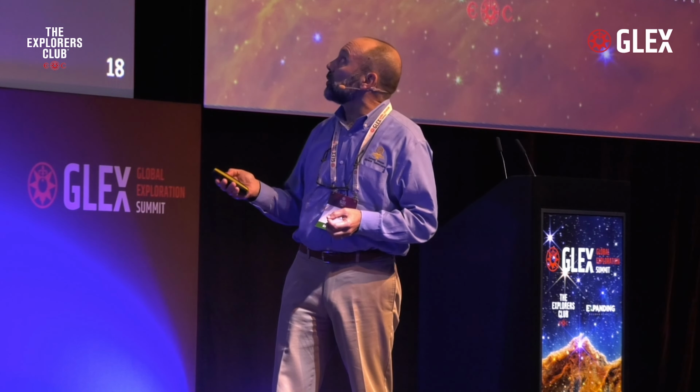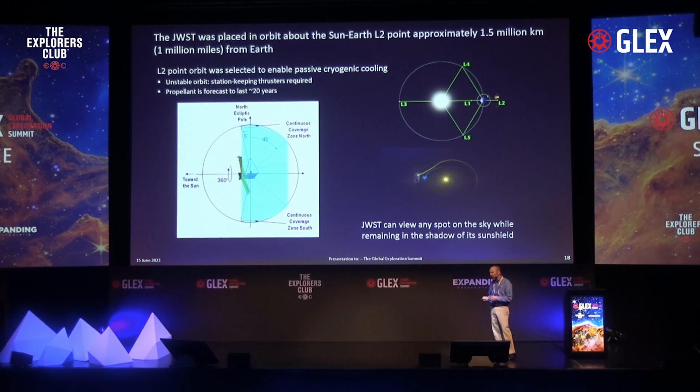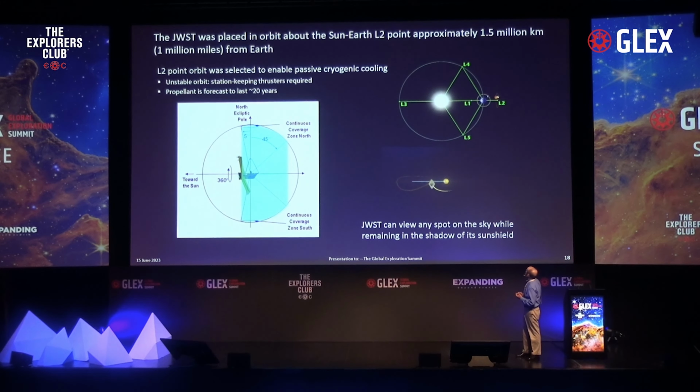Now, we didn't put the JWST exactly at the L2 point. We put it in a small orbit about the L2 point. Why did we do that? We're generating electricity with solar arrays. It takes about 2 kilowatts of power to run the Webb. And so it was critically important that we stay outside of the Earth's shadow.